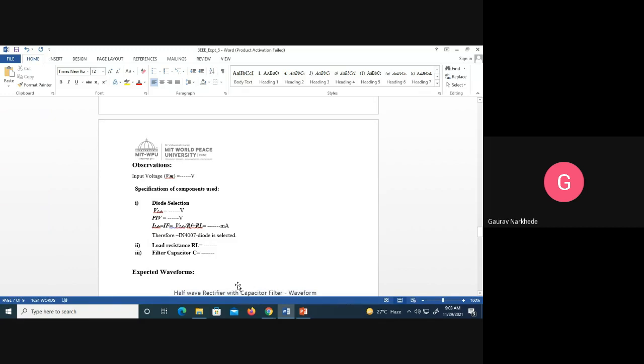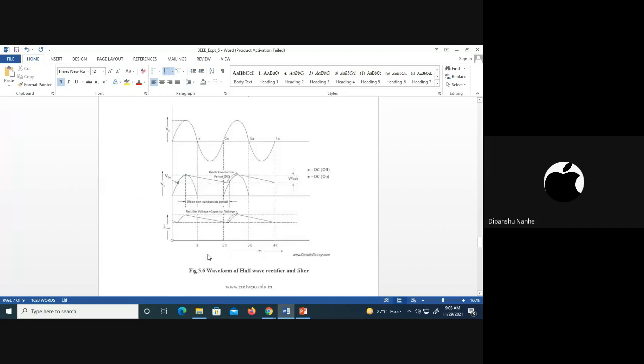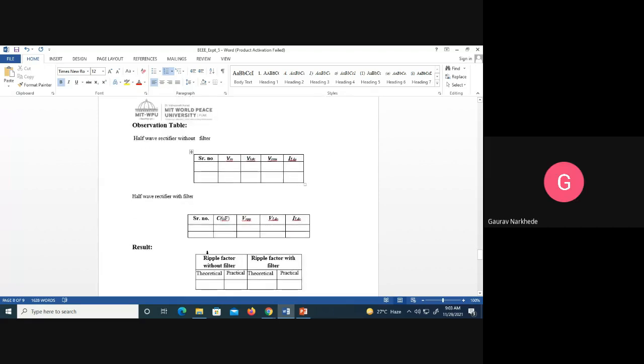Now, what load resistor are we selecting? 1 kilo. And what is the capacitor value which we are using? 100 microfarad, right? Correct? Yes, sir. Now the observation table, right?